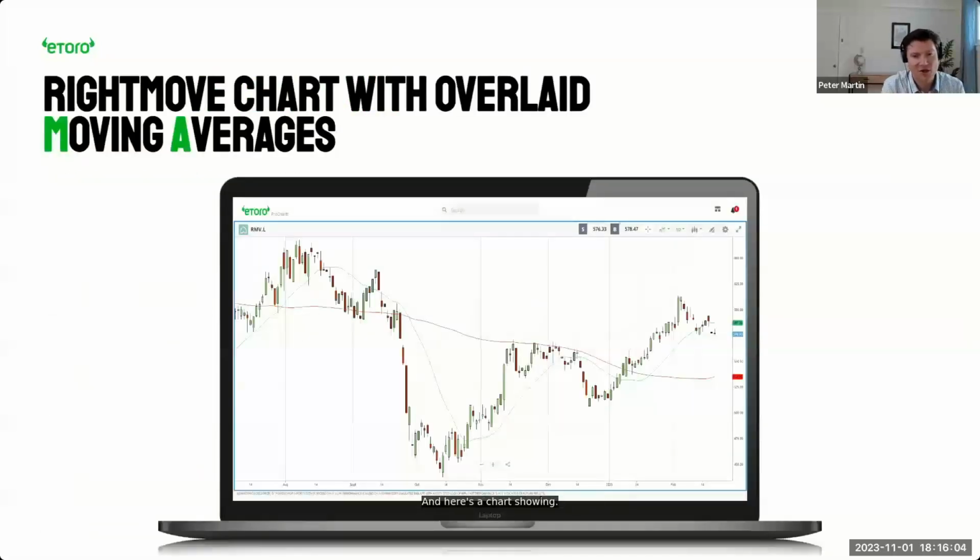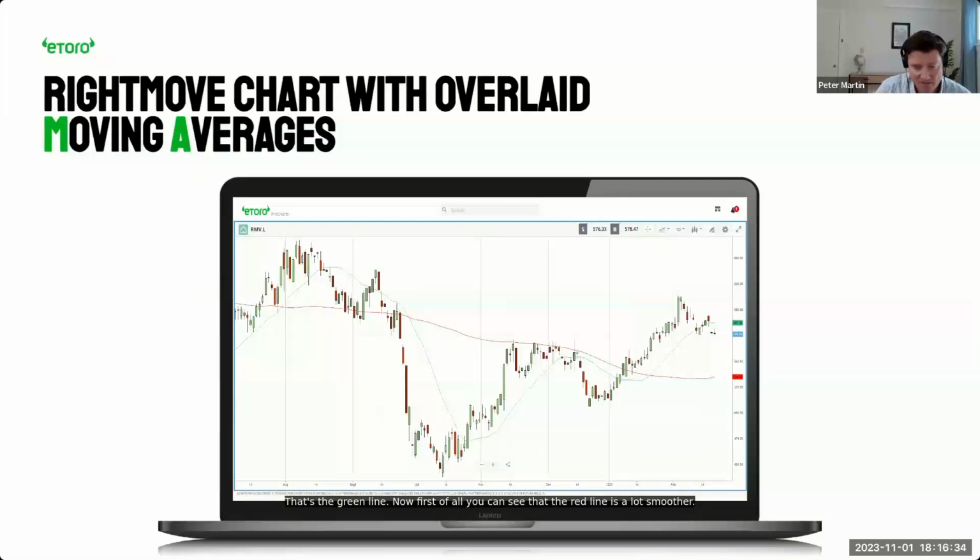And here's a chart showing Rightmove over a larger period of time with a couple of moving averages overlaid on it. This is a daily chart of Rightmove, and what we've done here is put on a red line, which is a longer moving average. That's the 100-day moving average. And we've got a shorter one, which is, I believe, a 20-day simple moving average.